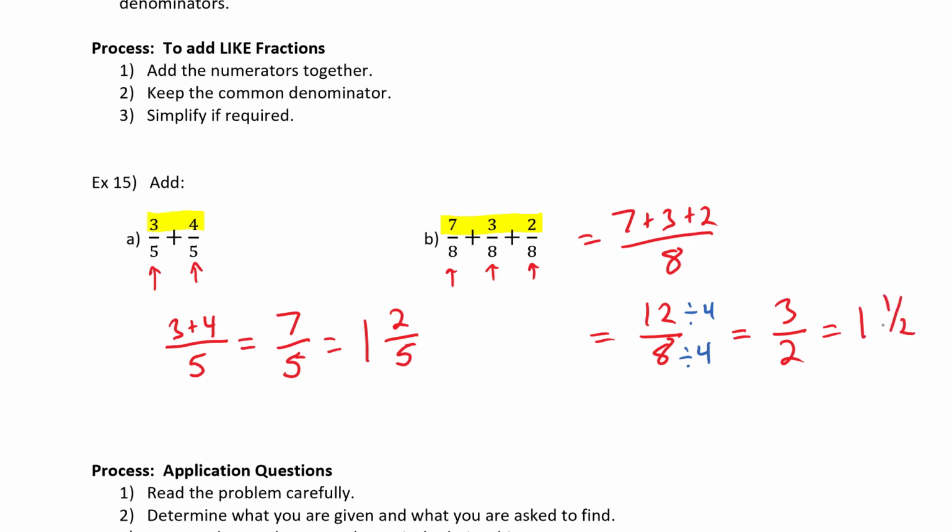There really isn't much more to adding like fractions than what we've shown here. First of all, see if they have the same number in the bottom, and just add the tops together.